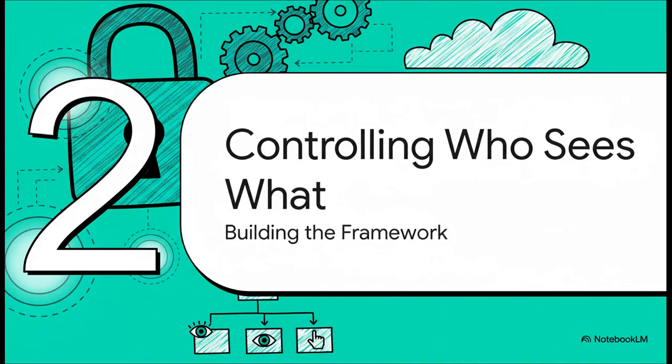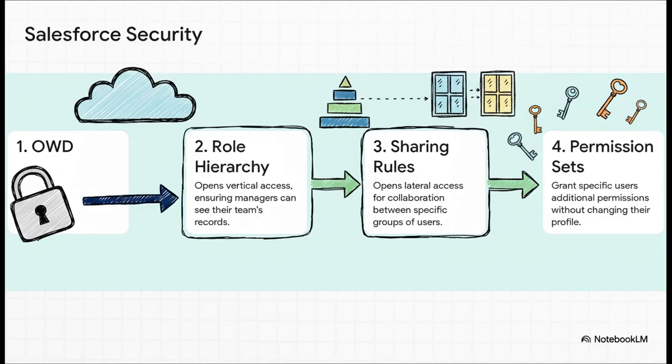So our data is clean, it's managed. Now we can start building the actual framework, the part that controls who gets to see what and what they can do with it. This is really the heart and soul of Salesforce security. The way Salesforce does security is honestly brilliant. It's all layered, and it starts with this idea of least privilege. Basically, you start by locking everything down for everyone. That's your org-wide defaults. From there, you start carefully opening things up.